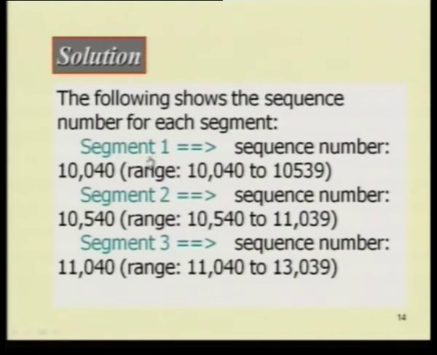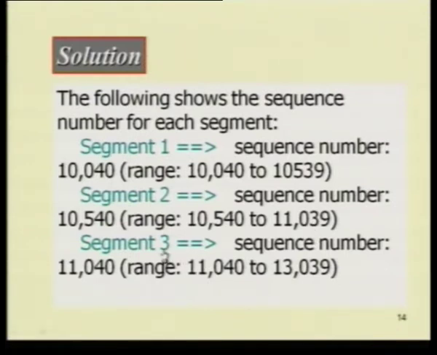The first segment will start with the sequence number 10,040. So the sequence number field there will say 10,040, and the actual bytes sent will be 500 bytes, from 10,040 to 10,539. The second segment will start with the value 10,540. The sequence number field in the second segment will have a value of 10,540, and it will have data from 10,540 to 11,039, indicating that another 500 bytes are sent.